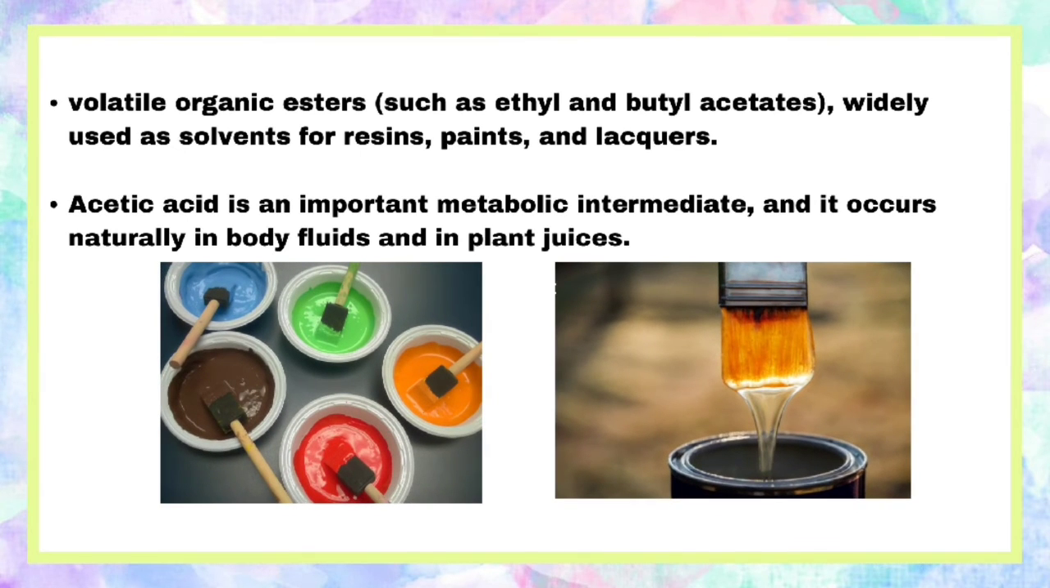Next, volatile organic esters such as ethyl and butyl acetates are widely used as solvents for resins, paints, and liqueurs. Acetic acid is an important metabolic intermediate and it occurs naturally in body fluids and in plant juices.